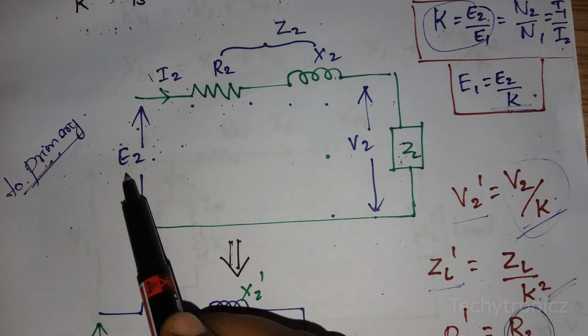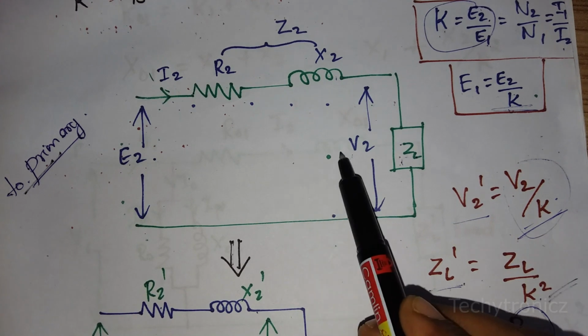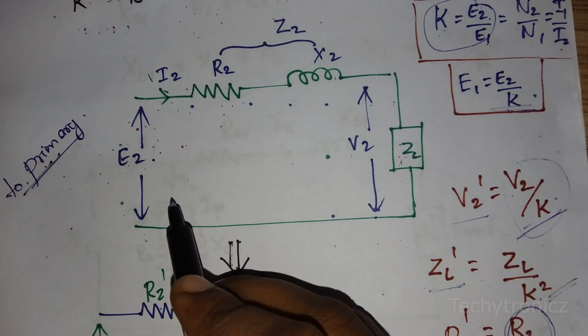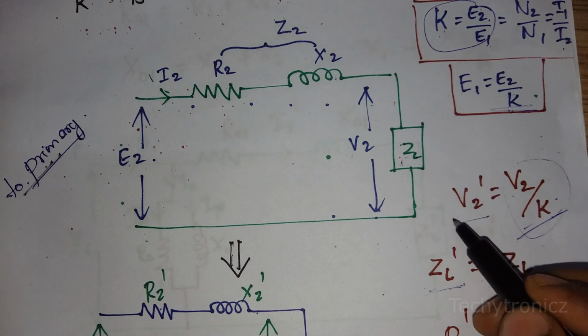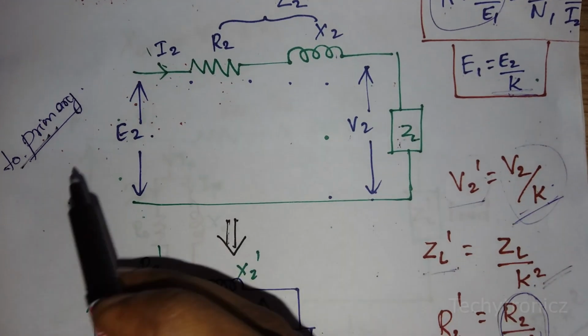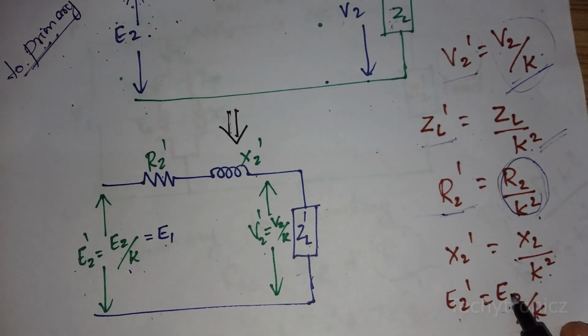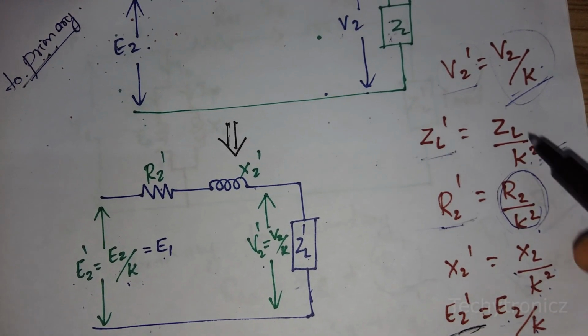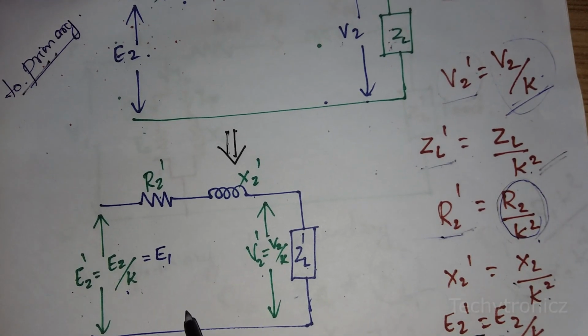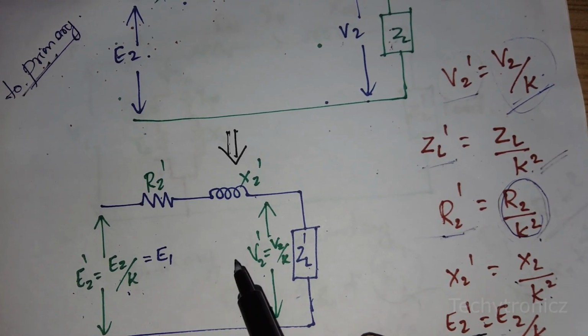Then the remaining components are voltage and EMF, right? We have to divide them by K. So V2 by K is denoted as V2 dash, and E2 by K we consider as E2 dash. By this transformation we have to replace the circuit of the secondary side.